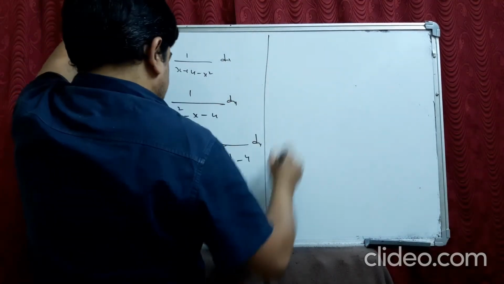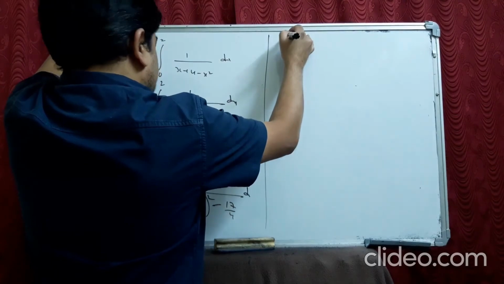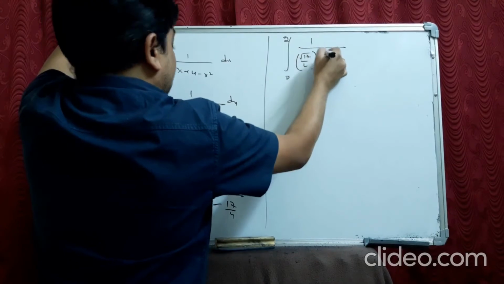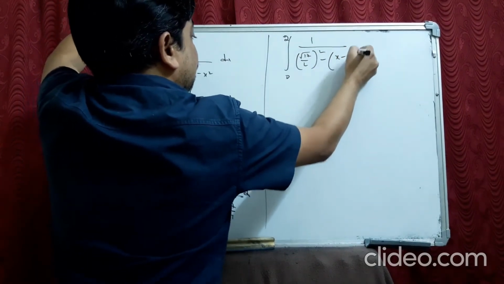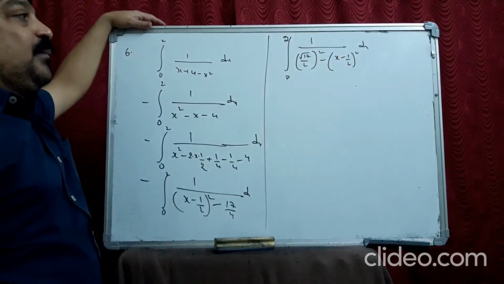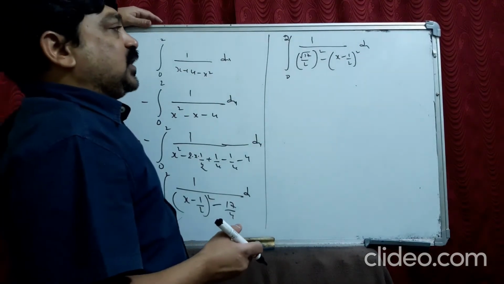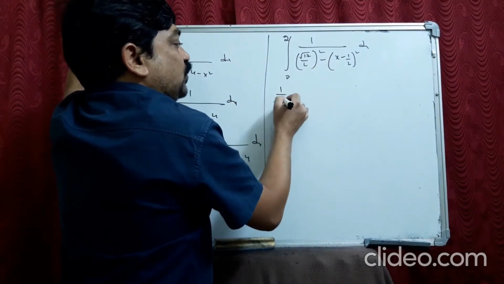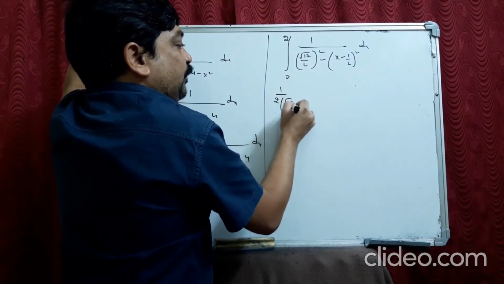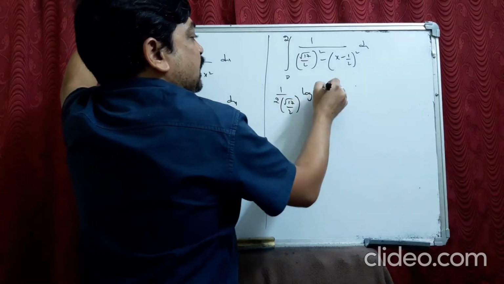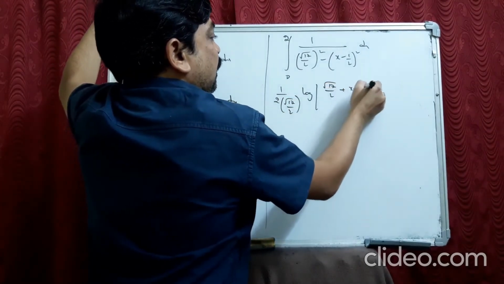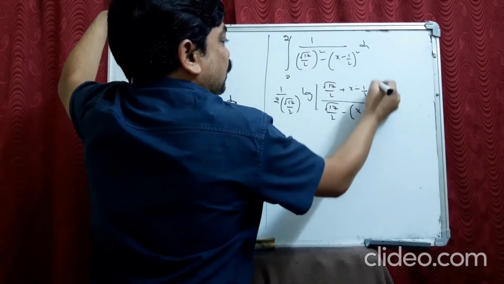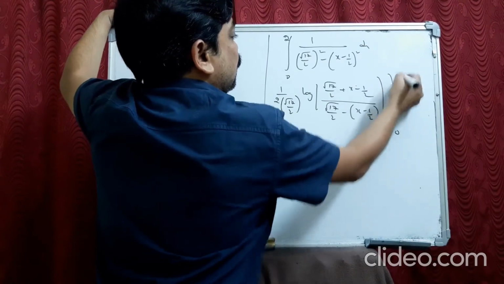So I can still write, without the minus, 0 to 2, 1 by root 17 by 2 whole square minus x minus 1 by 2 whole square, that is a square minus x square. Actually we are supposed to substitute x minus 1 by 2 as t, but without that we can do it. For 1 by a square minus x square, the formula is 1 by 2a log mod a plus x by a minus x, with x minus 1 by 2, from 0 to 2.